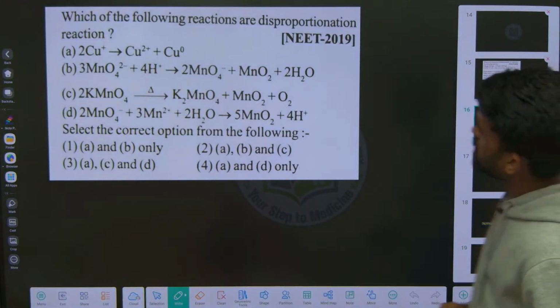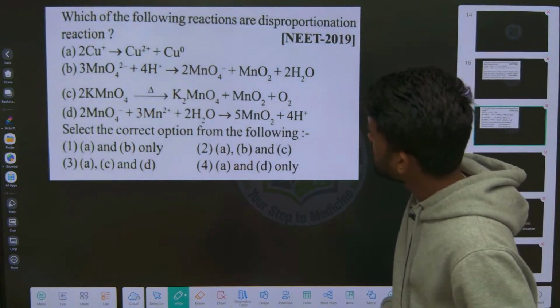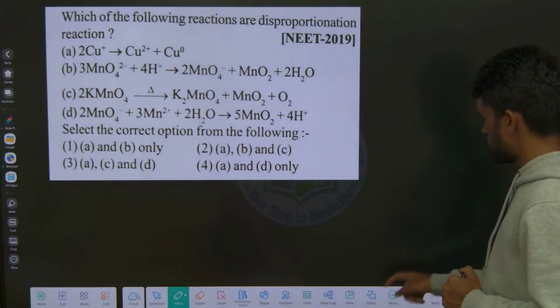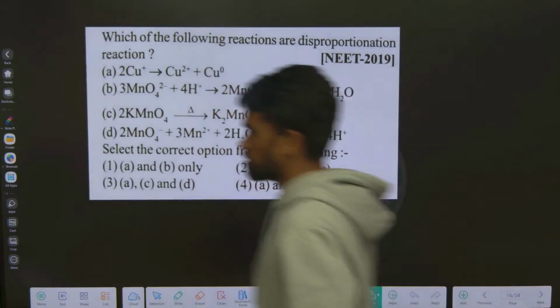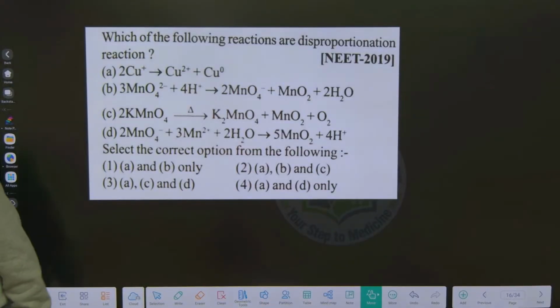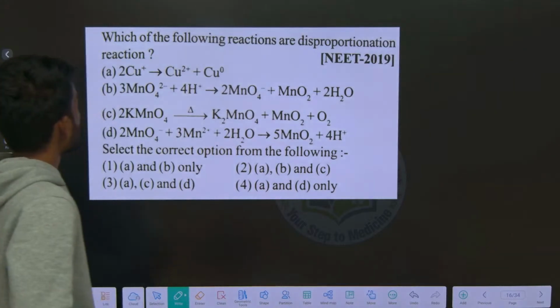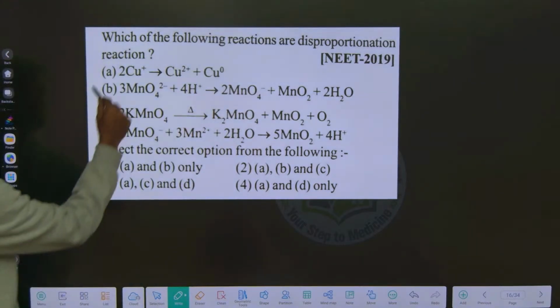Tell me, this reaction, disproportionation, did we do this? No. Tell me, answer it first. A is a disproportionation reaction. A is disproportionation.